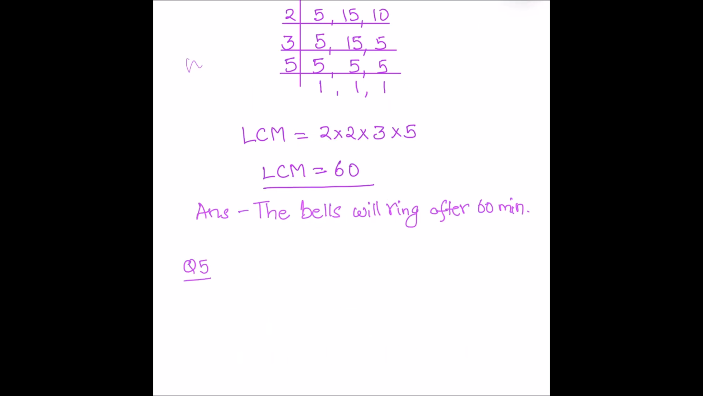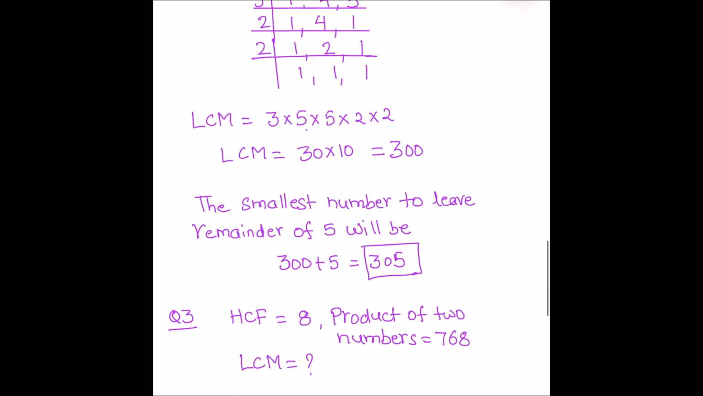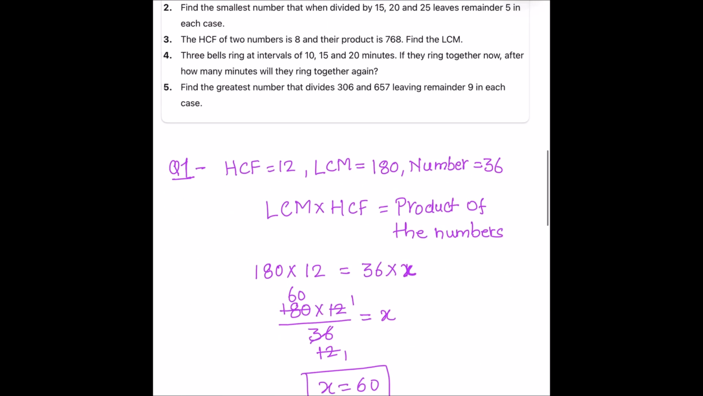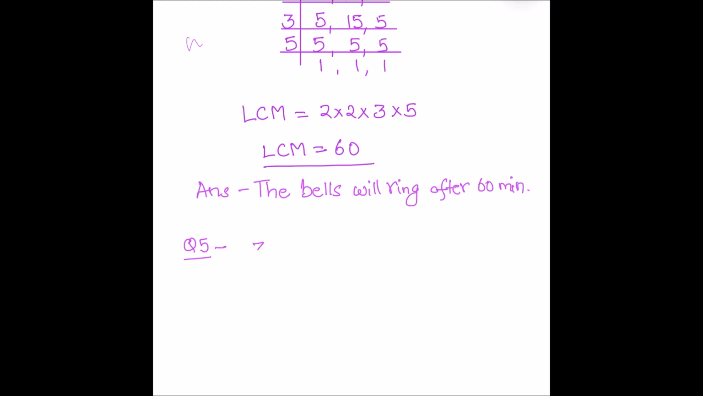Let's solve question 5. Let's see what question 5 says. Question 5 is: find the greatest number that divides 306 and 657, leaving remainder 9 in each case. So this question is the same as question 2. Here we have to find the greatest number, and in question 2 we needed to find the smallest number. To find the greatest number, we are going to find the HCF of the two numbers 306 and 657. So the numbers are 306 and 657 and the remainder is 9.